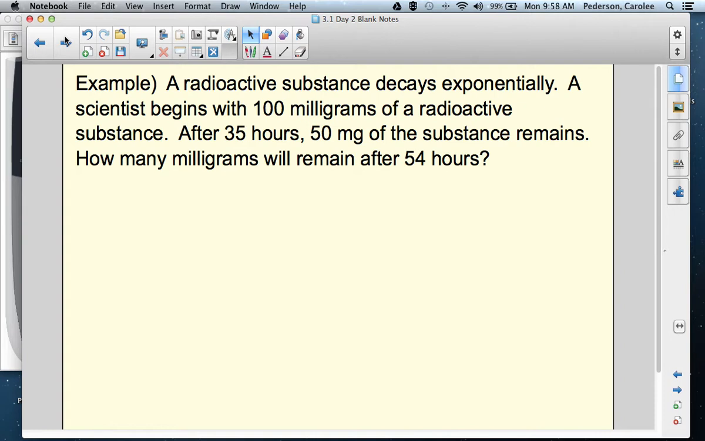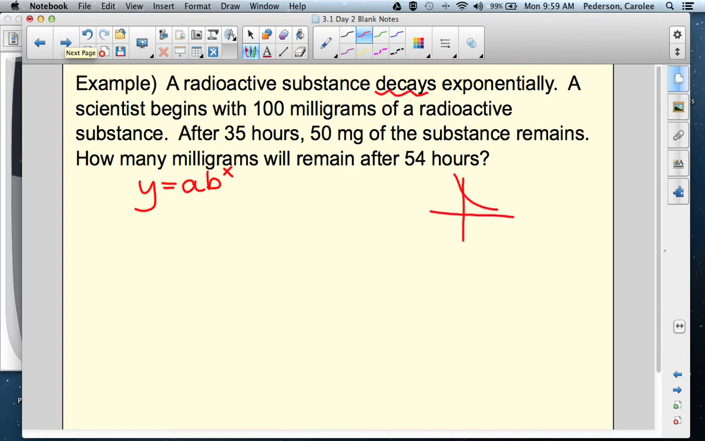This is a multi-step problem. I'm going to go ahead and write down the equation. y equals a b to the x. This should look familiar to you now. And it's an exponential decay, so we know the graph is going to decrease over time. Okay, so let's go ahead and identify some important pieces in the word problem.